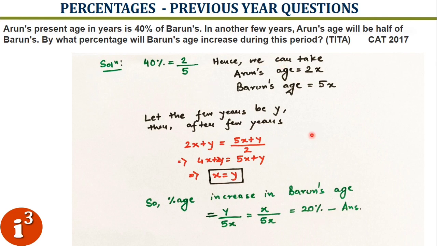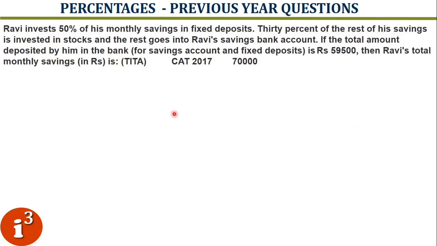This is also a very simple problem. Just you have to take the values to be 2x and 5x. Once you do this, the rest everything is simple. A 30-40 seconds problem. Okay. So next, this is again a CAT 2017 problem.